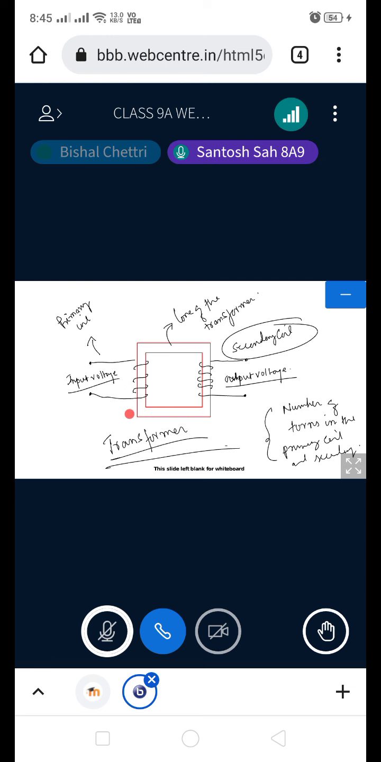Yes, sir. If there are more number of turns in the secondary coil than the primary coil, then it's a step up transformer. And if the number of turns in the secondary coil is less than the number of turns in the primary coil, then it is a step down transformer. Okay, very good. That is correct.